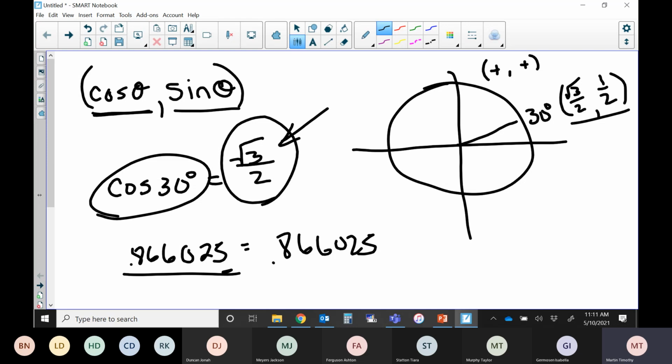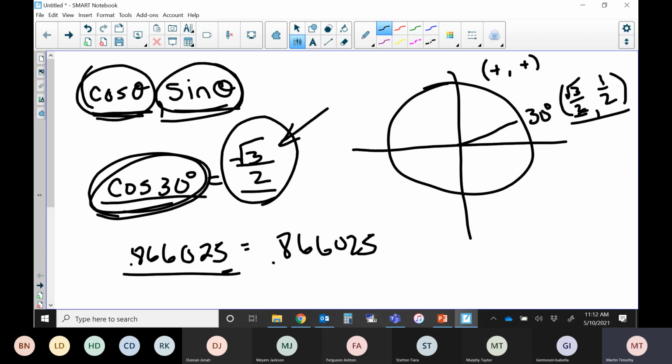So that's why I asked you to memorize the unit circle last time, because you are going to use that when someone asks you what the cosine of 30 is. Cosine matches up with the x from the ordered pair. Sine matches up with the y. So if someone asked you for the sine of 30 degrees, you would say that it's equal to 1/2.